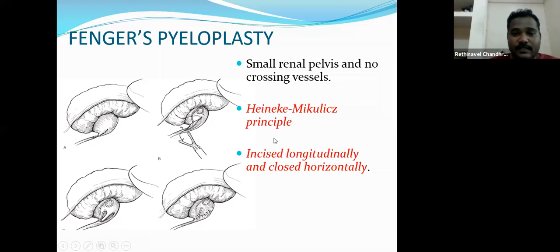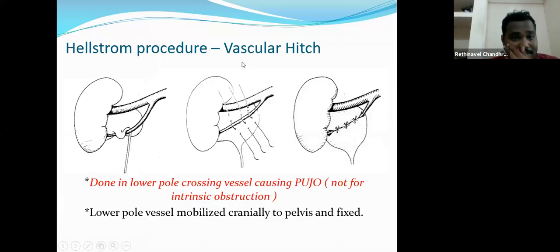Same principle is also like this. They will incise longitudinally and then they will close horizontally. That is called Spencer's pyloplasty in principle. So the Hellstrom procedure is also not.